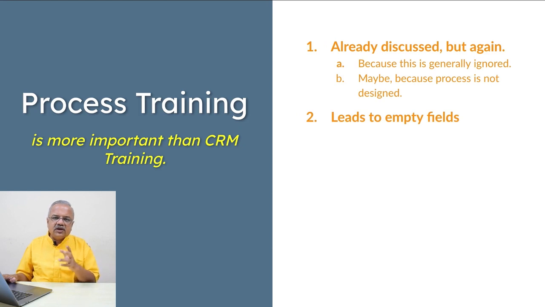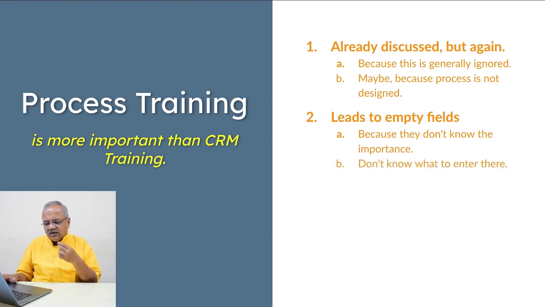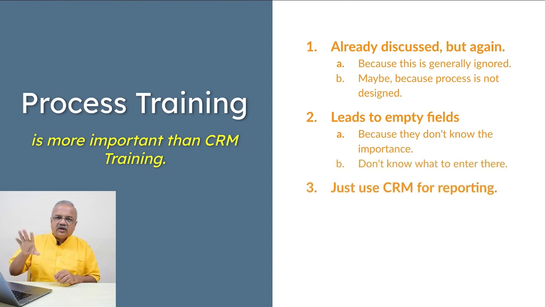When they don't get it, then what happens? The fields in the CRM reports of your team remain empty, or they don't know the importance of the fields. Then they feed anything there, or they keep the default value of the field there, or they enter an A, X, or a full stop or a dash. This is wrong.